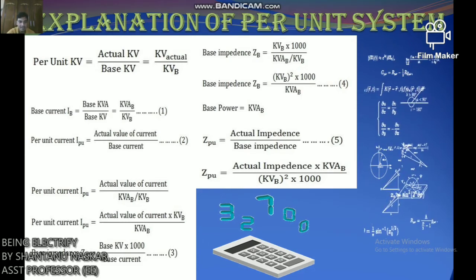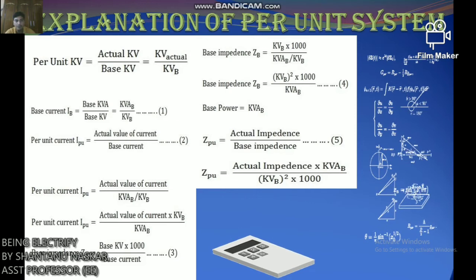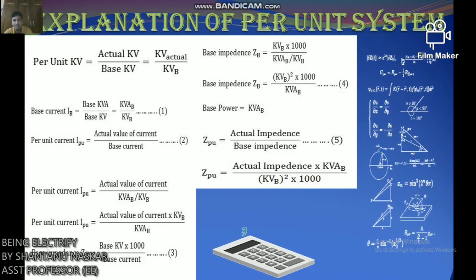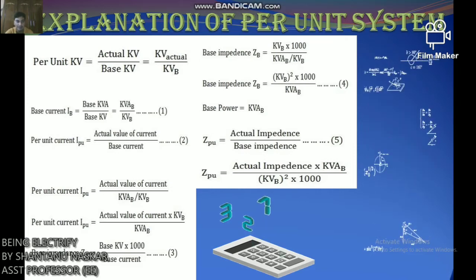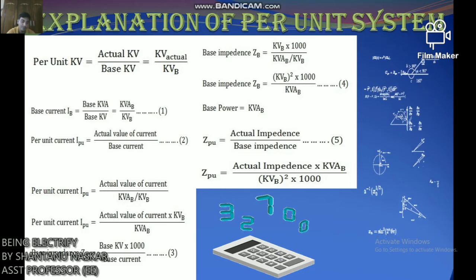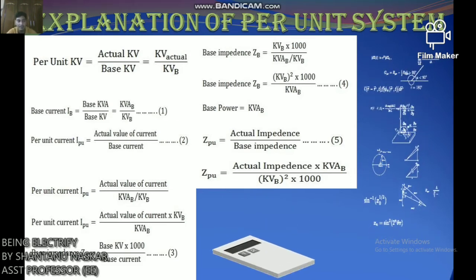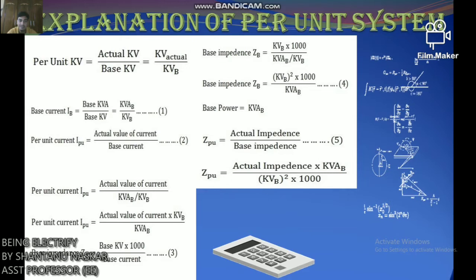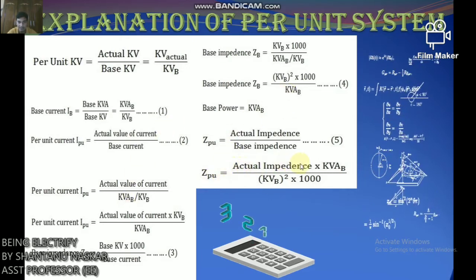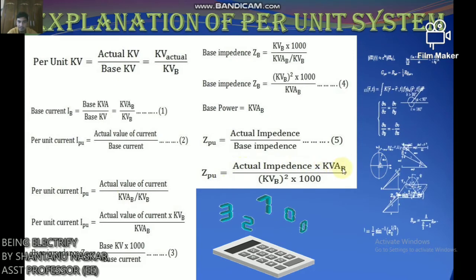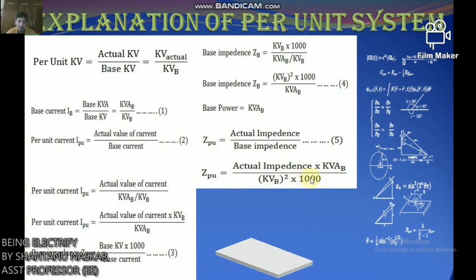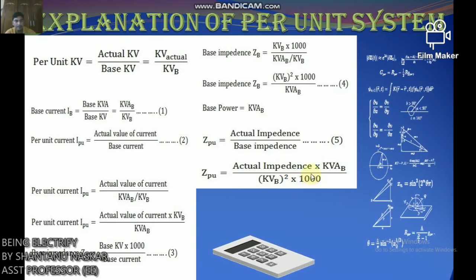Now we can write ZPU, that means impedance per unit, equals actual impedance by base impedance. Putting the value of base impedance from equation 4 in equation 5, we get the value of impedance per unit, which is ZPU equals actual impedance into kVAB by kVB whole square into 1000.